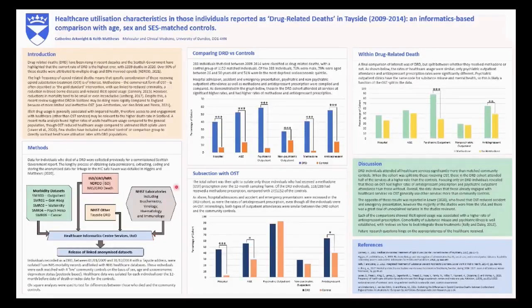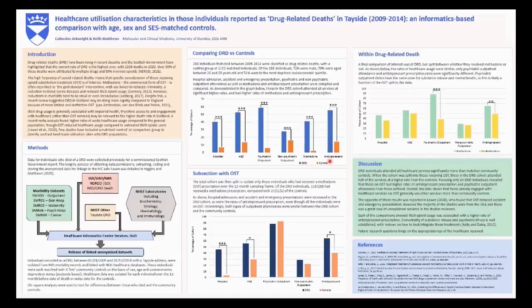This first graph includes all of the drug-related death and control individuals and highlights that the individuals who died presented at all healthcare services at higher rates than the community controls, particularly accident and emergency and psychiatric outpatient services. They also had higher rates of methadone and antidepressant prescription.